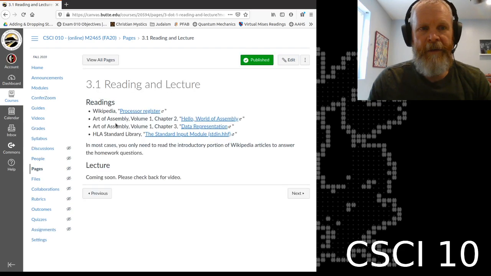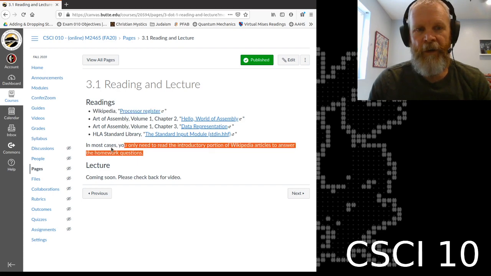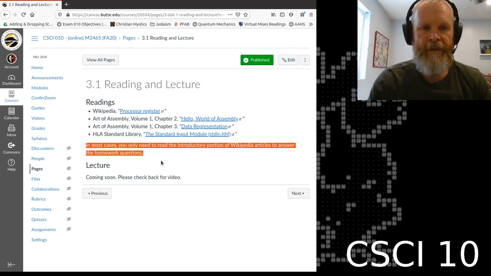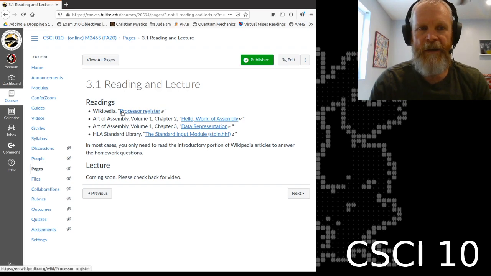Okay, so the readings. I added a Wikipedia article in here, and I'll just remind you, when I have a Wikipedia article, usually you're going to find what you need for the homework questions in the first paragraph or two at the top of the Wikipedia article. Most of the time you don't need to read all the way down these entire Wikipedia articles, just enough to get a definition out of it. I wasn't happy with the way our Art of Assembly book defines register, and I was happier with the way Wikipedia did it, so that you come away having a good sense of what we mean when we say a register on a processor.